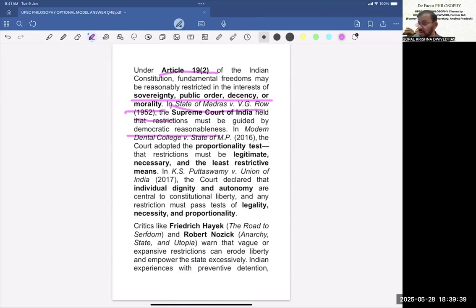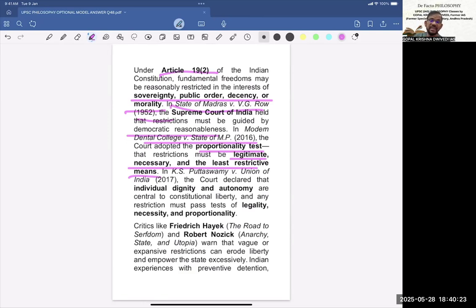Then another case, Modern Dental College versus State of MP. The court adopted the proportionality test. Now, what is the proportionality test? The restrictions must be legitimate, necessary, and the least restrictive means. So you cannot simply have restrictions straight away. You have to explain, and it should be the least possible, in proportion. Basically, the least required restriction should be imposed. In some cases more may be required, in some less may be required. So in that proportion it has to be imposed. This is the proportionality test as per Modern Dental College versus State of MP, 2016, Supreme Court.